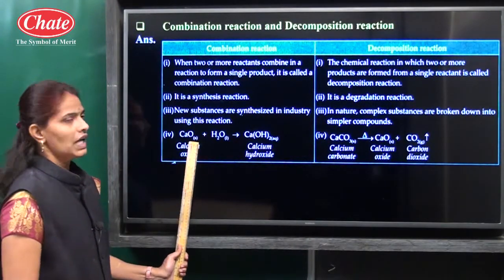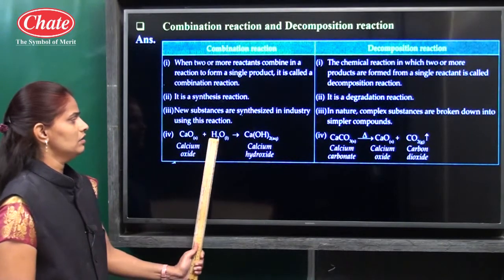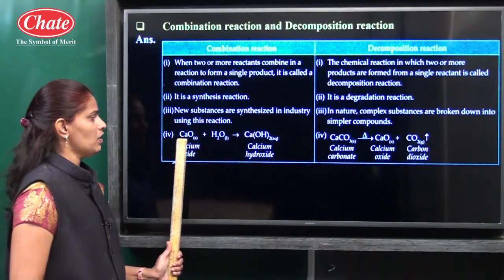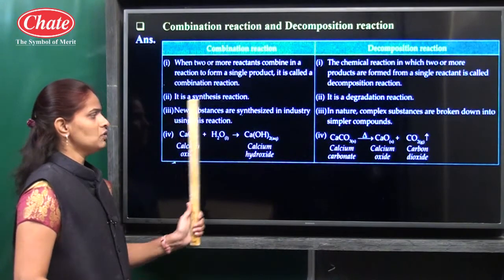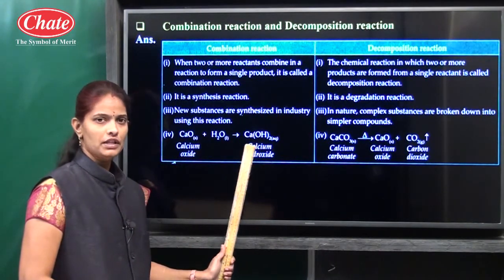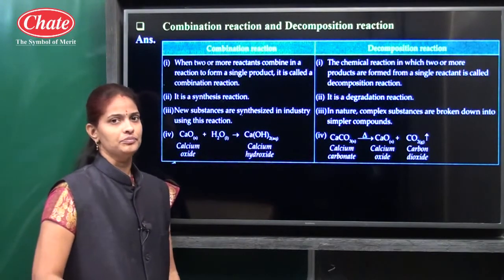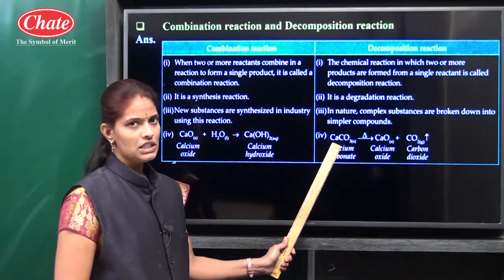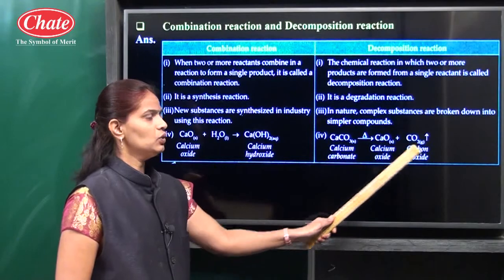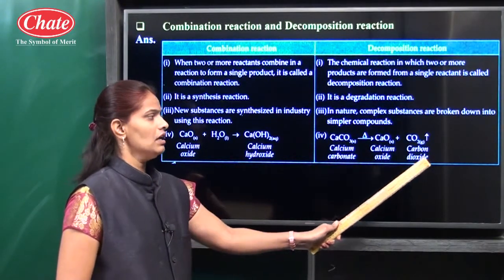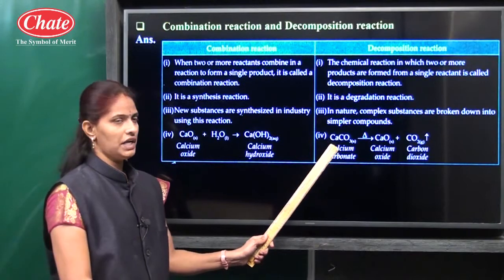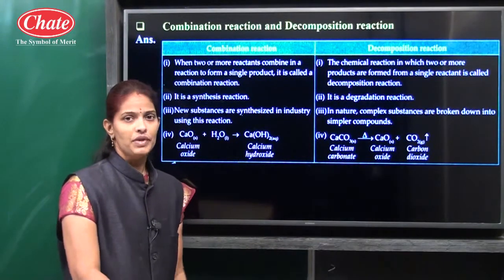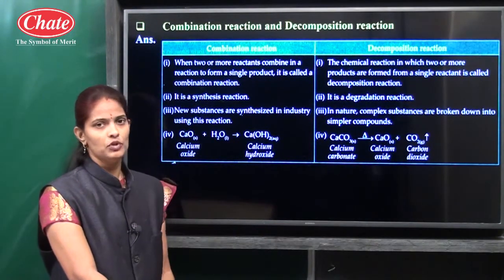Then the fourth point, the example. Here calcium oxide reacts with water and gives calcium hydroxide. The 2 reactants, calcium oxide and water, combine to give a single product, calcium hydroxide. That is why it is called a combination reaction. Then here CaCO3, that is calcium carbonate. When we heat calcium carbonate, it decomposes into 2 products, calcium oxide along with carbon dioxide. Here a single reactant is present and two products are present in that reaction. That is why it is called a decomposition reaction.